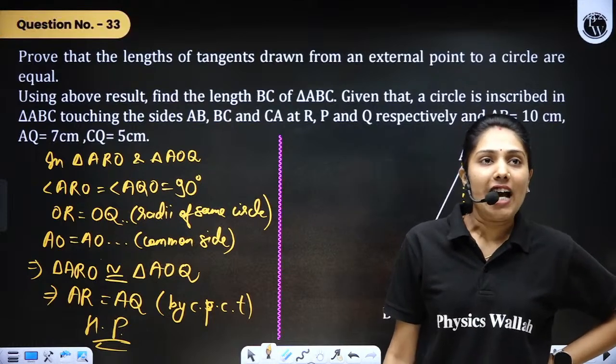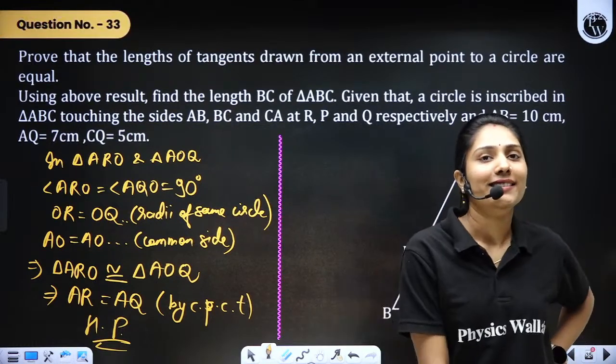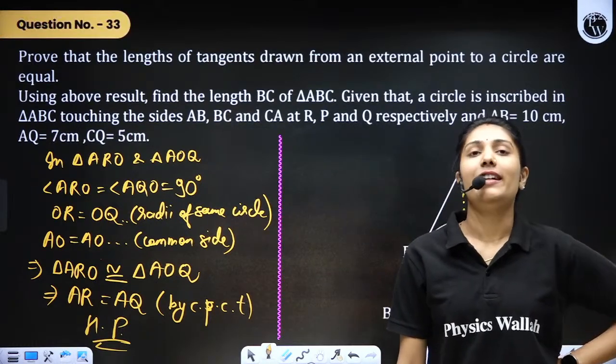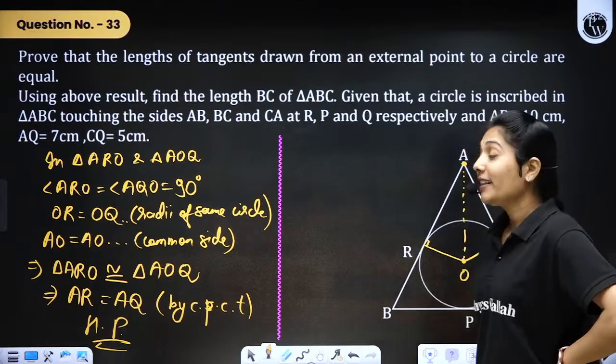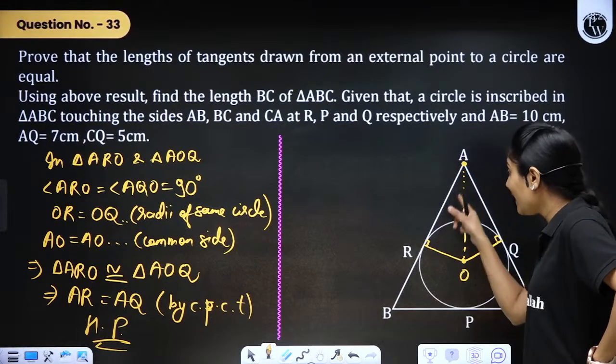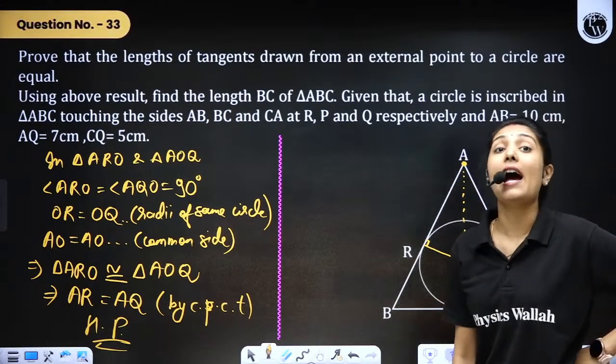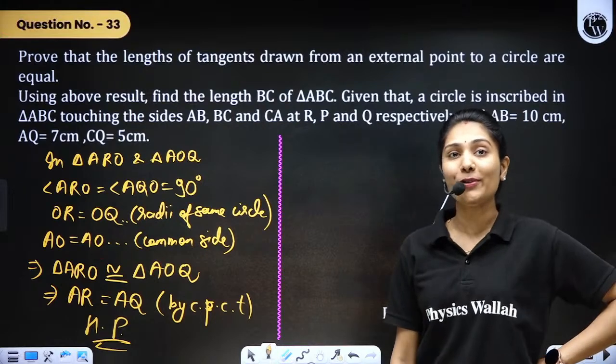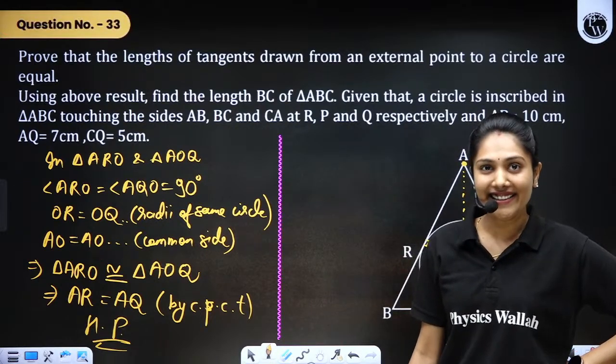Why is angle ARO 90 degrees? Keshav, beta, we know that in a circle, the radius and tangent are perpendicular to each other, right?